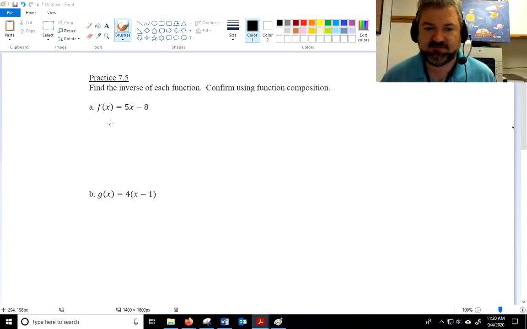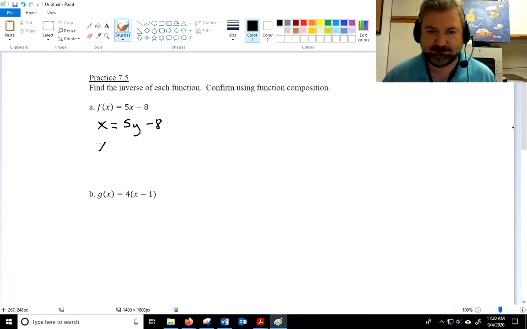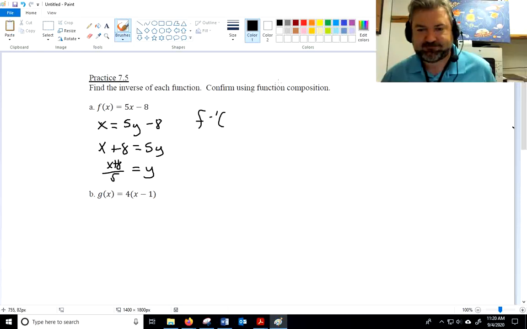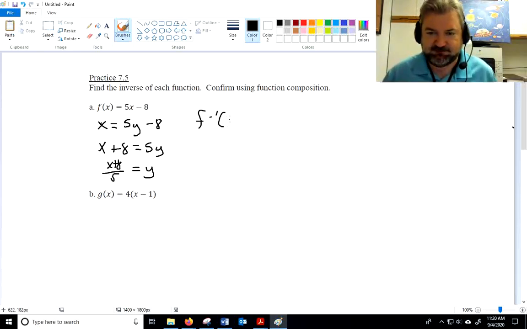All right, I have f of x equals 5x minus 8. So to find f inverse, I need to flip-flop the x and y. So this becomes an x, and this becomes a y. I'll now solve for y. And I'll divide by 5. I now know that f inverse of x is equal to x plus 8 over 5.